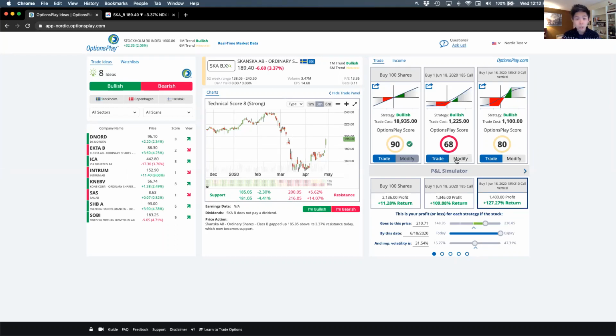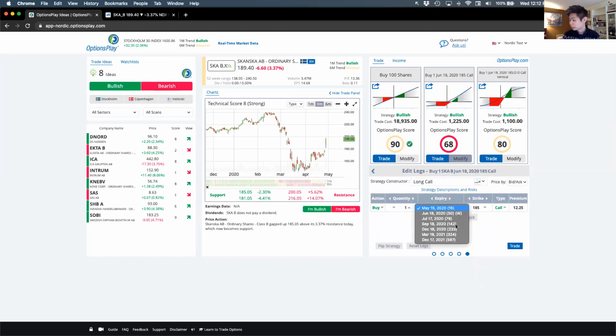Okay, so let's change that a little. Let's say we're bullish long term. So let's modify this, and let's go out to, let's say, March 2021. So let's go out roughly 1 year, and let's take a look at that. Now, this is something I haven't covered yet in my teachings, but we do plan on covering buying these long dated options.